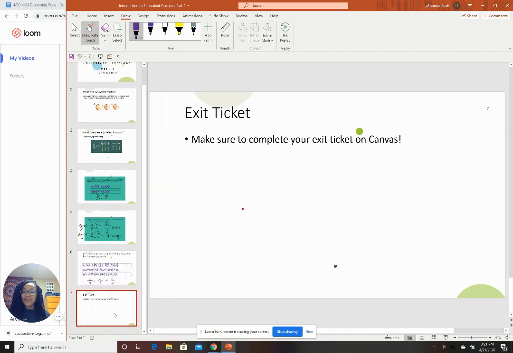So now you are going to complete your exit ticket on Canvas. It's very similar to the two problems that we just completed. And if you have any questions, let me know.